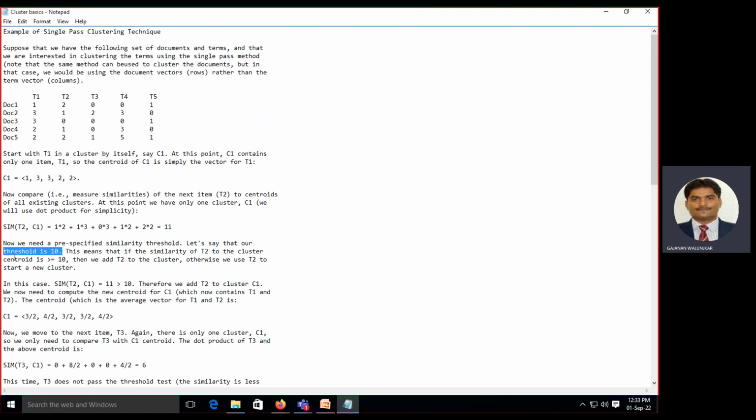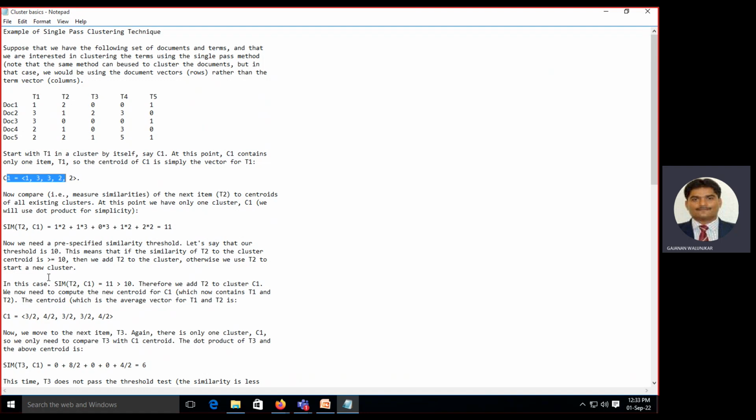So whatever the term's value which comes after the dot product above 10, you have to club together in a single cluster. So here the value is coming 11, which is above the threshold value of 10. So you need to put this particular term T2 inside the cluster C1. When you are putting this term T2 inside C1, the initial C1 configuration is going to change. So you need to update the centroid value of that particular C1. So how to do this?